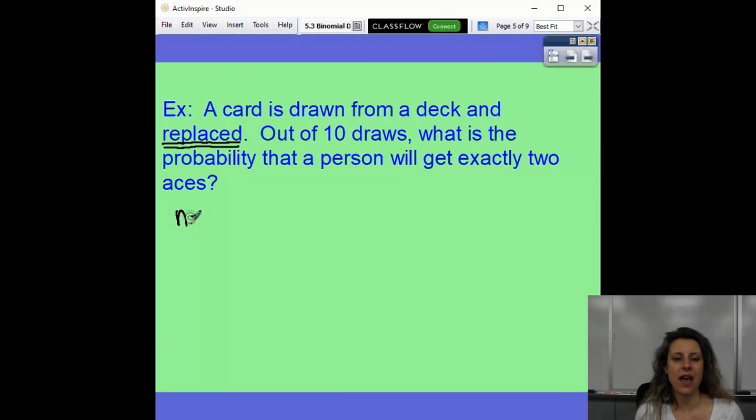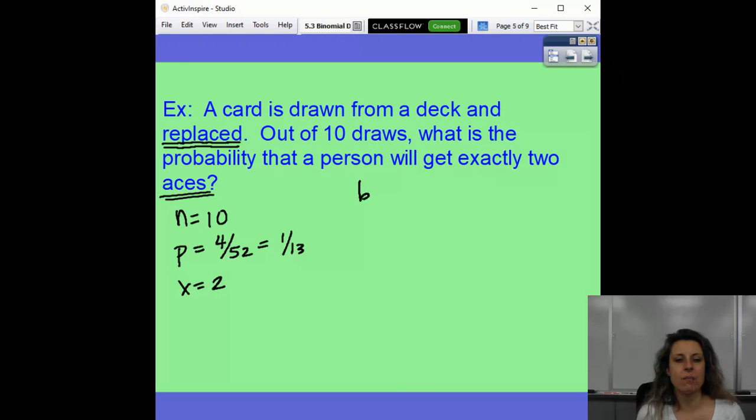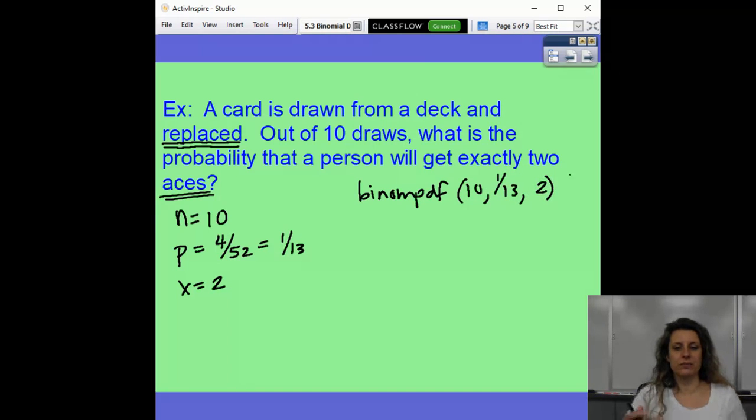Okay, so picking out n, we're drawing 10 times. The probability of success, our success in this case is drawing an ace. So the probability of drawing an ace is 4 out of 52, or reduced form 1/13. And then what x values do we want? It says exactly 2 aces. So we just have a single x value. So this is a Binome Pdf. N is 10. Probability is 1/13. And the x value is 2.